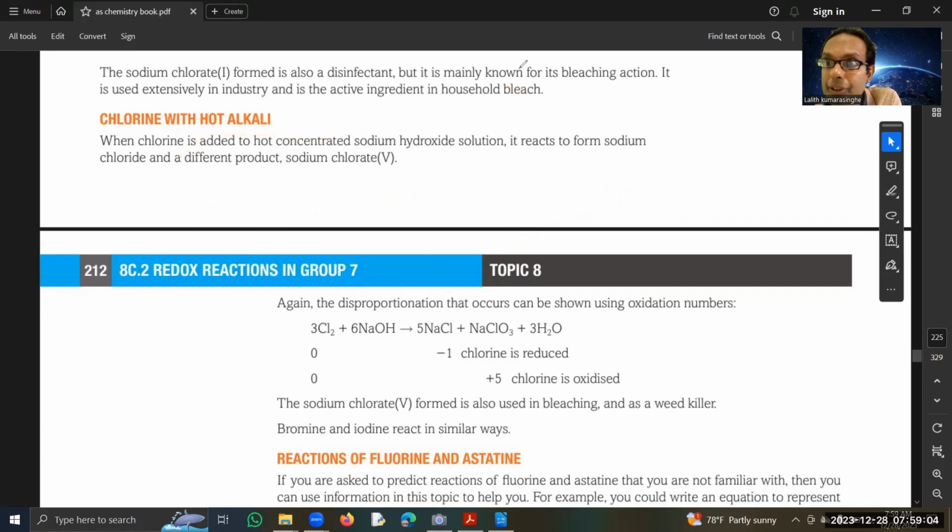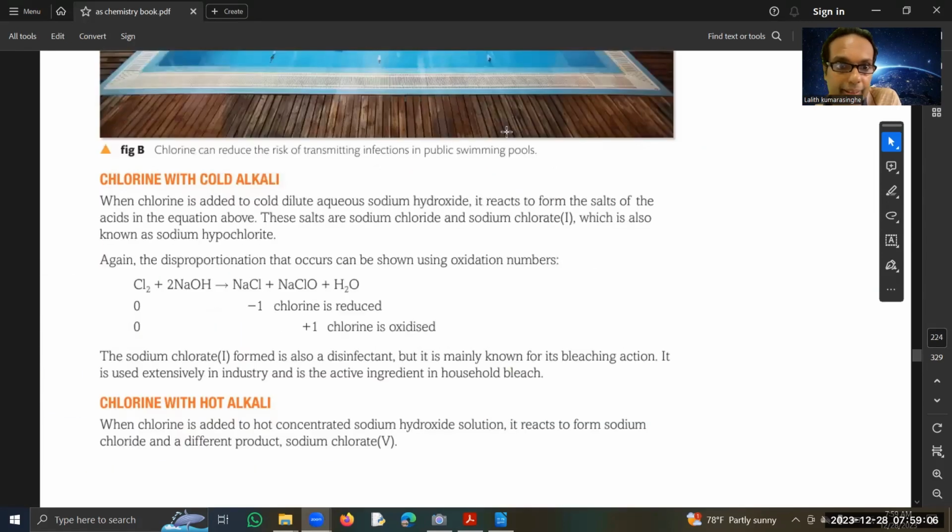But this is a disproportionation equation. How do you balance it? It's an easy one, but we'll balance. Nothing to balance there. If you want to balance something like this, there is a disproportionation. So break this fellow into 2. That's the method. Break this fellow into 2.